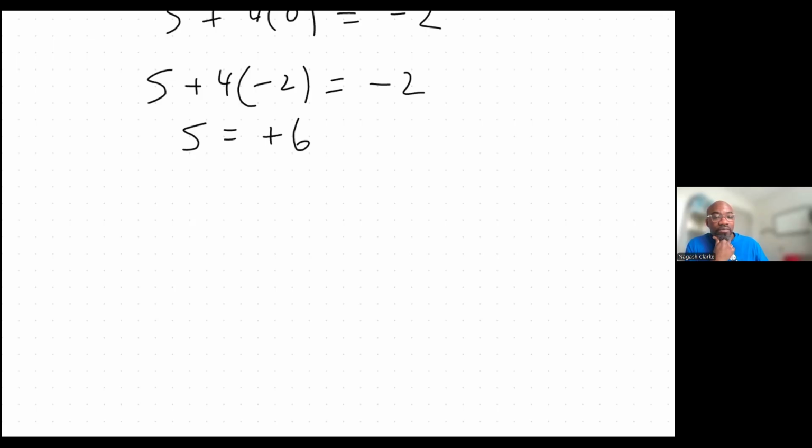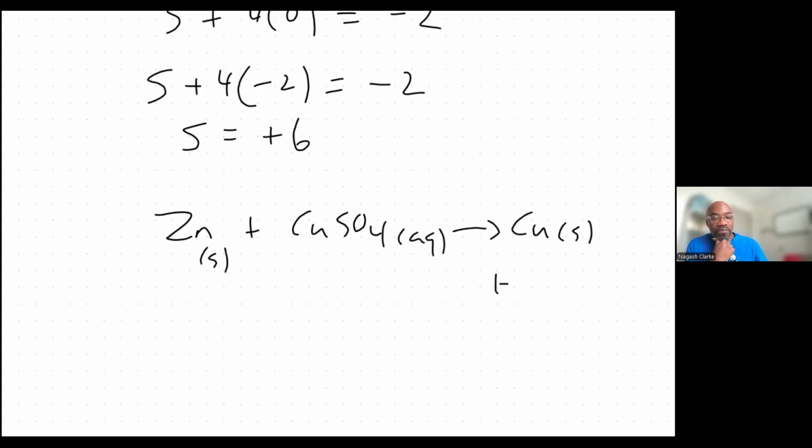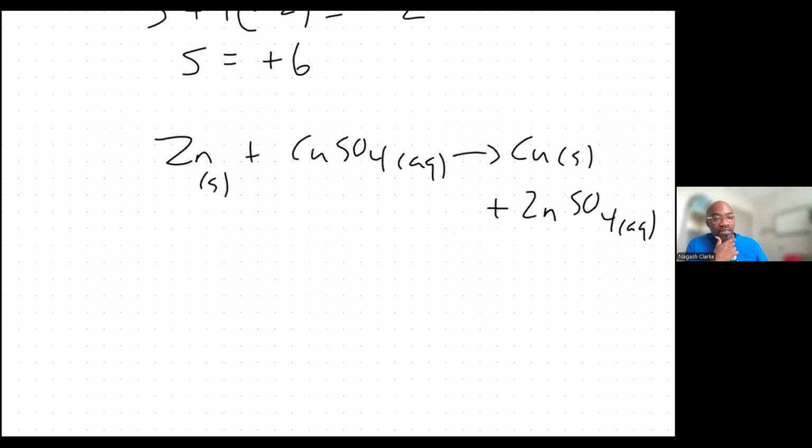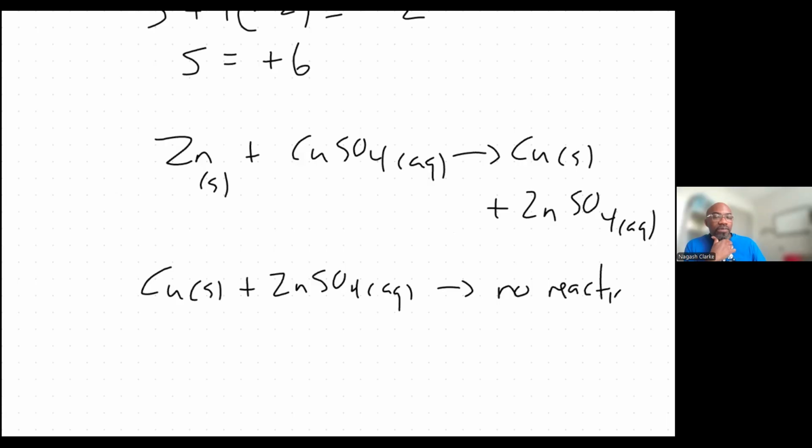So zinc plus copper sulfate will react to form copper metal plus zinc sulfate. However, the reverse will not happen. Copper will not replace zinc in any compound. So the implication there is that zinc is a stronger reducing agent.